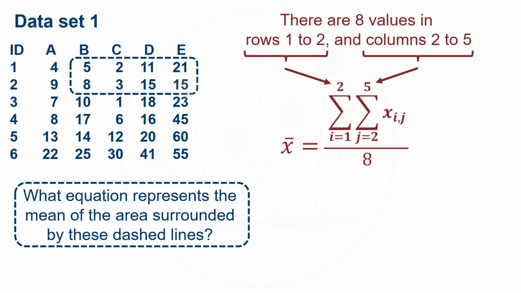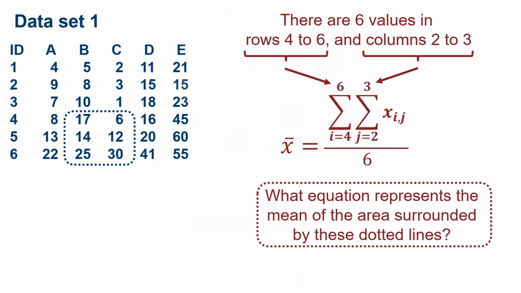First up, the dashed lines. There are 8 values in our region. We're looking at rows 1 to 2 and columns 2 to 5. So our double summation is going to go from i of 1 to 2, so that's rows 1 and 2, and then j from 2 to 5, so that's columns 2 to 5, and then x sub i, comma, j for the subscripts. Then we'll add all those up and divide by 8 in order to get the mean.